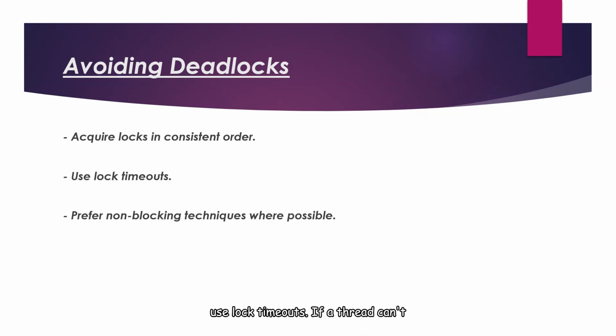Alternatively, use lock timeouts. If a thread can't get a lock in a reasonable time, it backs off and tries again. Sometimes it's even better to rethink the design to avoid blocking altogether, for example by using non-blocking algorithms or concurrent queues.